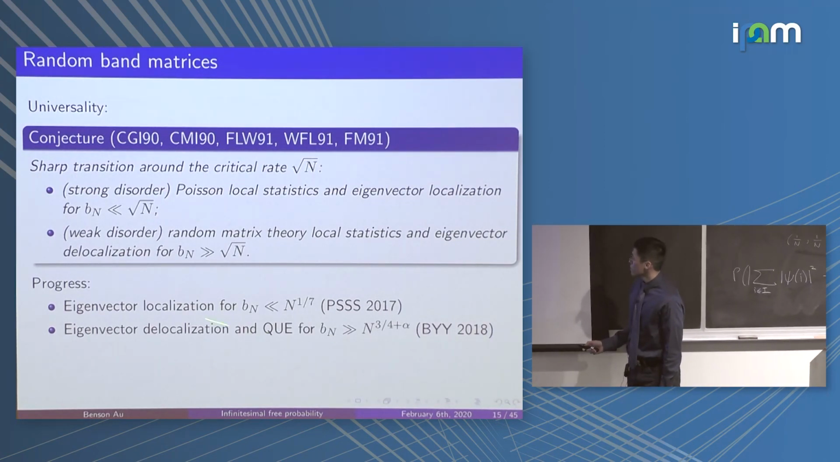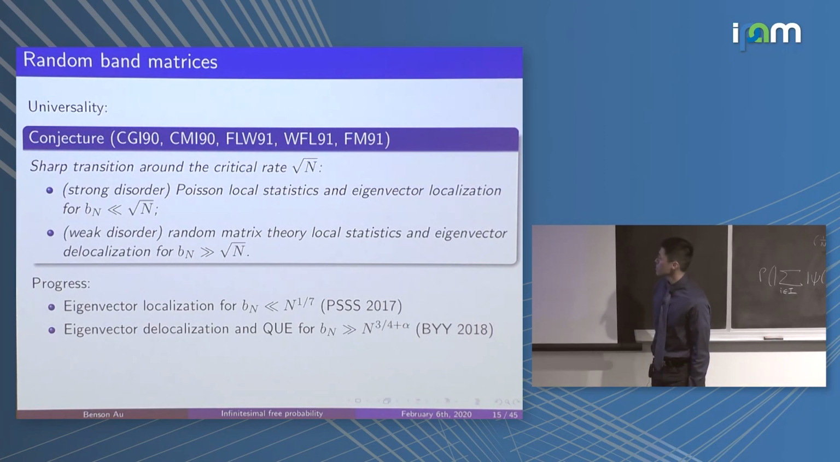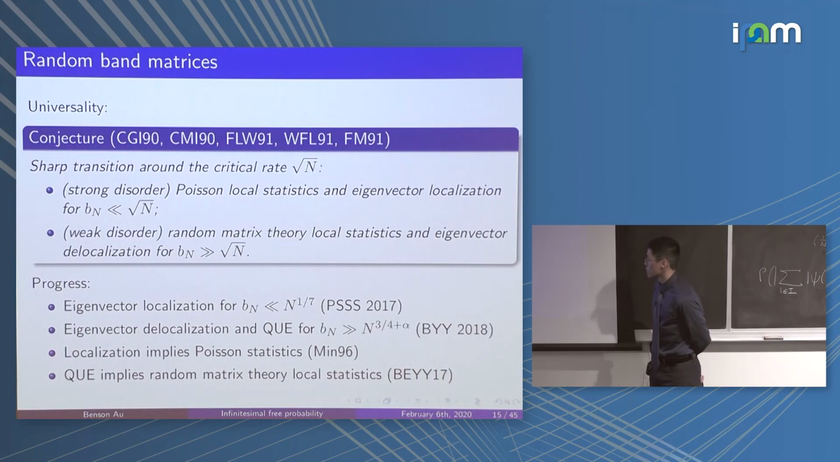You'll notice that I've only mentioned eigenvectors down here, even though the conjecture is about local statistics. So the question is why? And the answer is, well, localization implies Poisson statistics. This is a result due to Minami. And quantum unique ergodicity will imply random matrix theory local statistics. So if you can prove quantum unique ergodicity, then you're pretty happy. You'll get the other half of this conjecture.